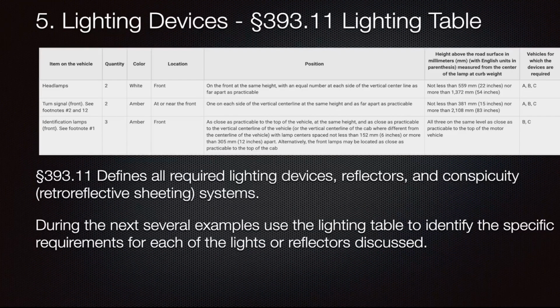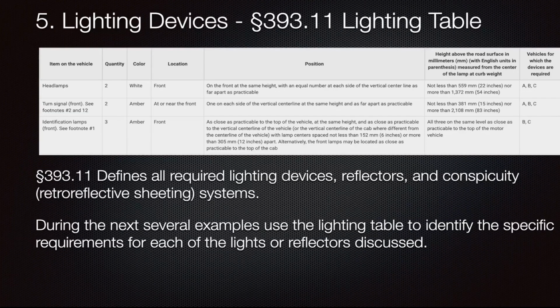So they do need to be a common white light that's going to be mounted on the front, of course, the location. And then for the position, it says on the front at the same height at an equal number on each side of the vertical center line. At any given point, you're going to typically have 4 white lights at the front for your headlights. Low beams is considered 2, 1 on each side. High beams is 2 on each side, a total of 4 lights. That's typically the fashion of high versus low beams, which is why when you're doing your inspection, make sure that you're inspecting both high beam and low beam.